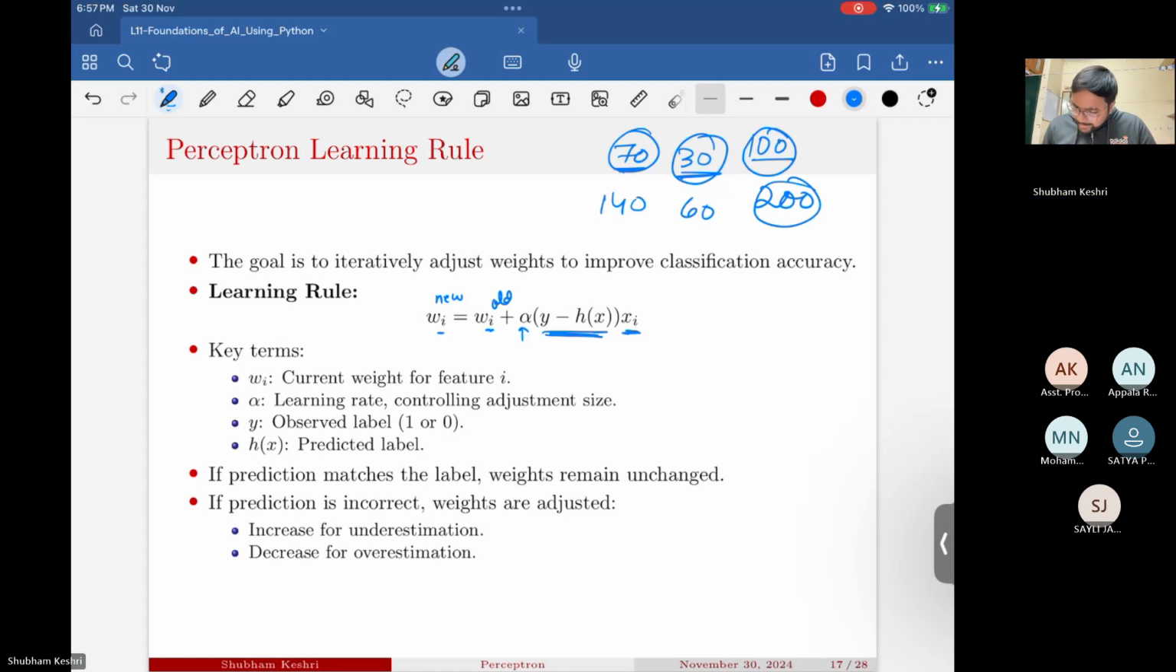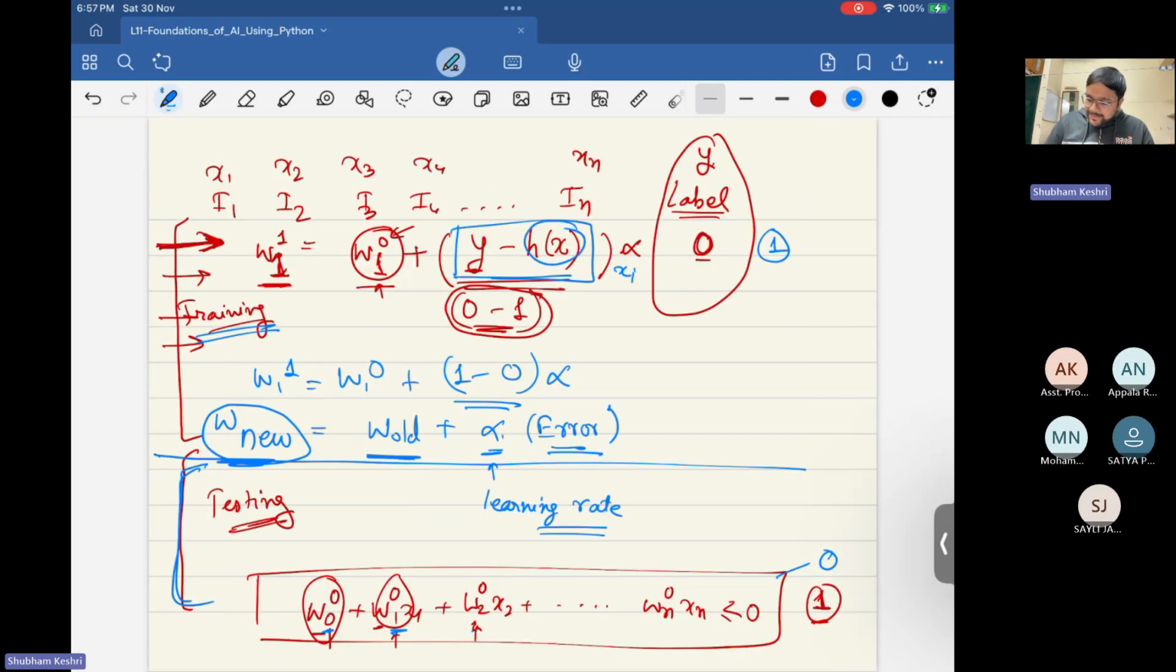Okay. And moreover, if your prediction becomes the same as y, then the inside part, the error, becomes zero. If your prediction is the same as the label y, then your error becomes zero. So you are not updating the weight. You are saying new is equal to old, right? This is zero, so new becomes the same as the old. So there is some correction going on.